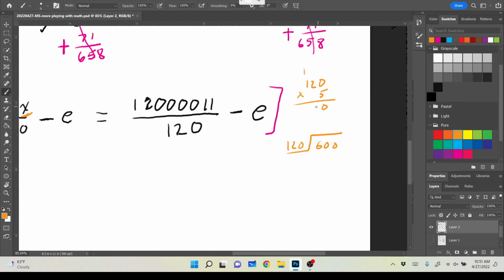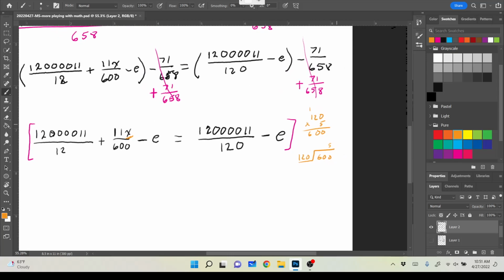10. 5 times 1 is what? 5 plus 1 is what? 6. So that works. So our common denominator we're going to use is going to be 600.